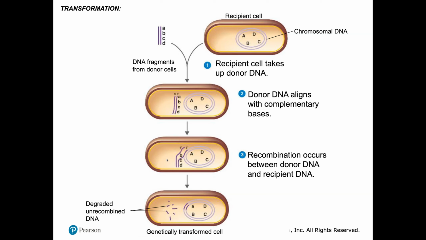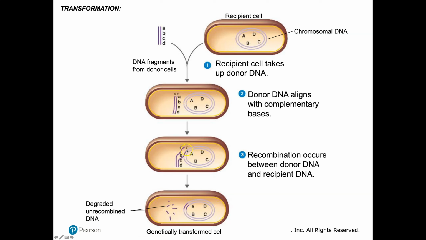Transformation is when you have free-floating DNA fragments, typically in a solution. So here's your competent cell. Here's the DNA fragments. It will enter into the cell, and then it'll align itself properly with the correct base pairs. So it'll align itself so it matches.